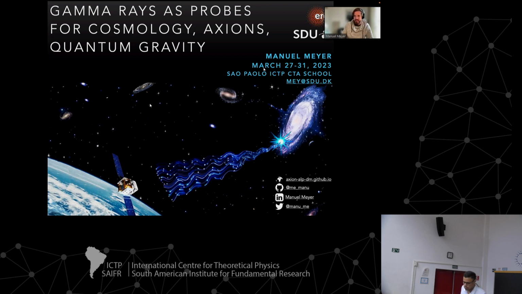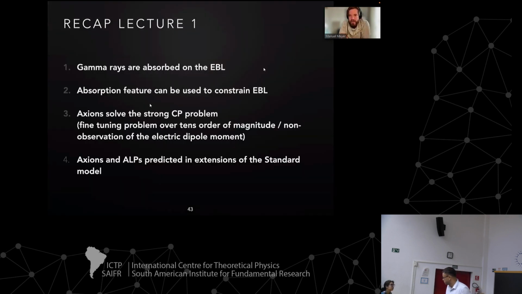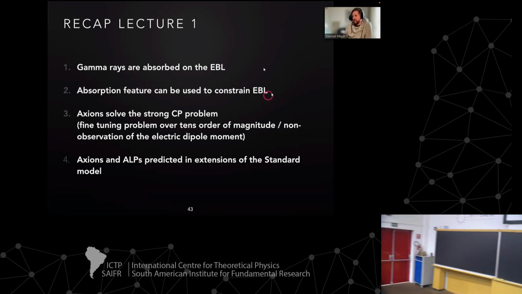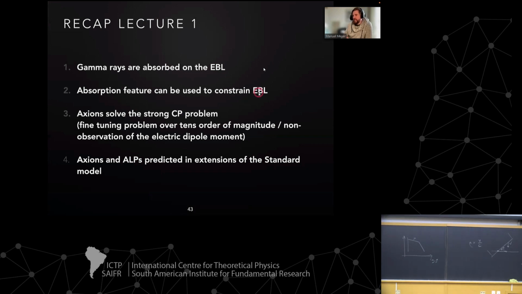Recap what we did yesterday. Here we go. So I guess just a little reminder. Yesterday in my lecture, we talked about how gamma rays are absorbed by the EBL, and that this absorption feature can actually be used to constrain the EBL as well. So we've seen how gamma rays have been used, for example, to constrain the star formation rate density.